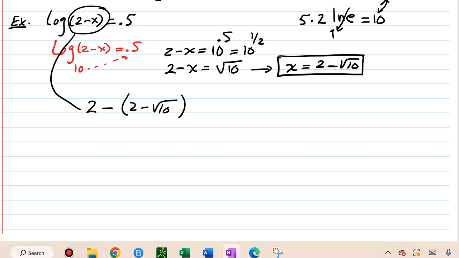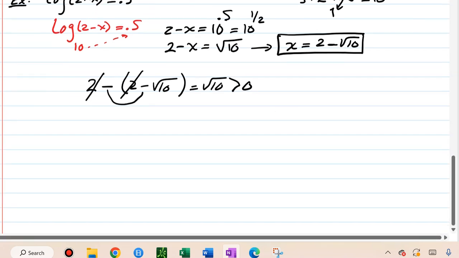And then remove parentheses. I get 2 minus 2, that's 0. And then the double negative on the square root of 10 makes a positive root 10. As long as it's positive, we'll accept that number. And there we have that. So the solution is a good working solution for this example. It checks.